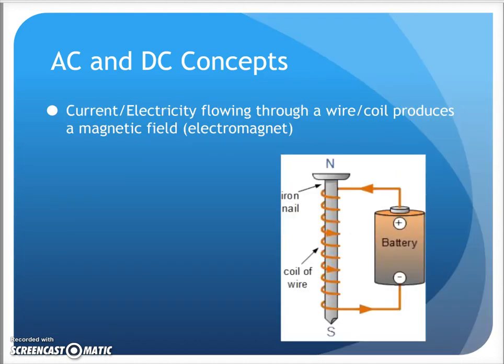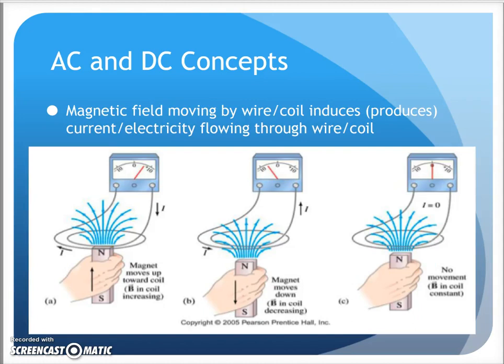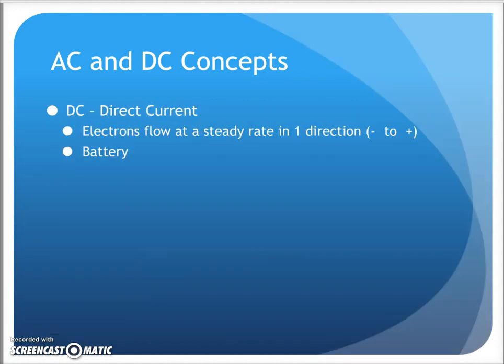Those two concepts are kind of equal but opposite, if you will. Electricity through a coil of wire produces a magnetic field. A magnetic field through a coil of wire produces electrical flow. Okay? So, hold that in your brain.